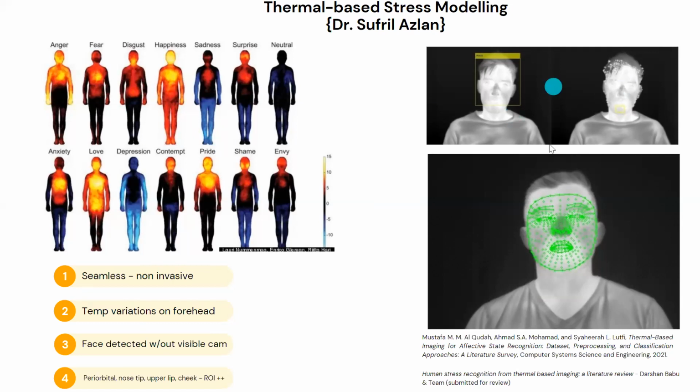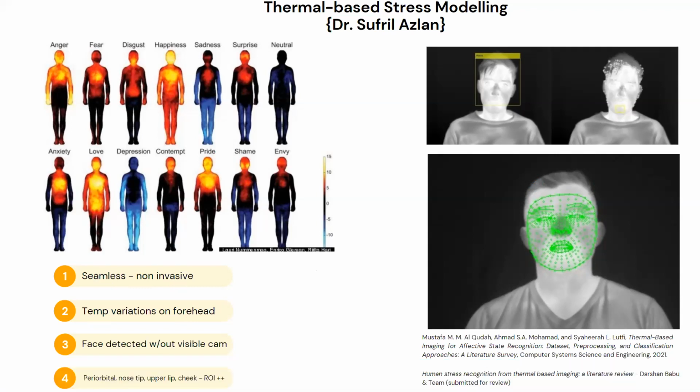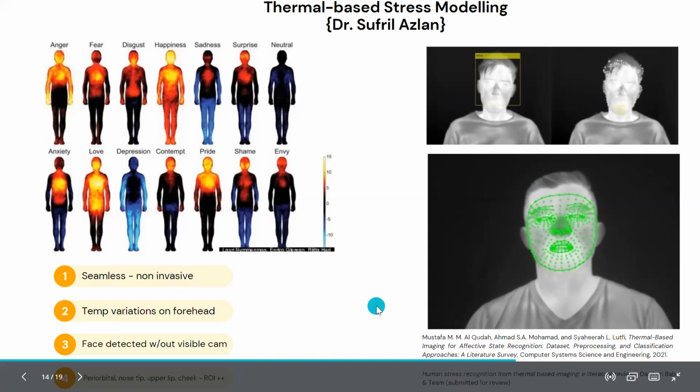Sufril, to try to detect the region of interest in the facial area for thermal modeling. What's interesting about this study is that it's seamless and non-invasive. People won't even realize that. The temperature variations on the forehead are the most interesting part to tell stress, whether you're stressed or not, physical and also mental stress.